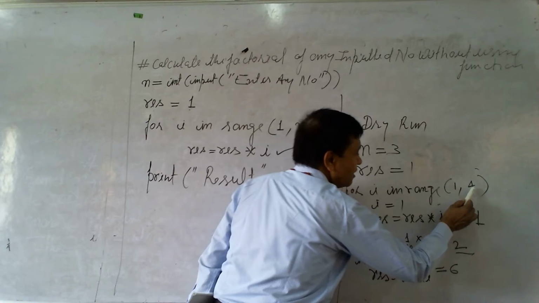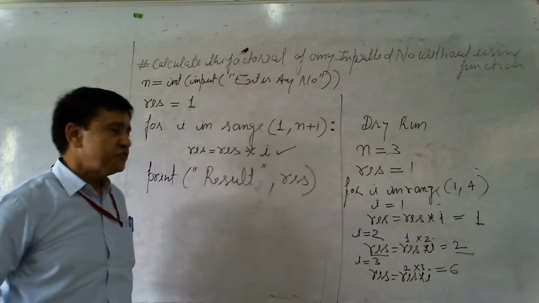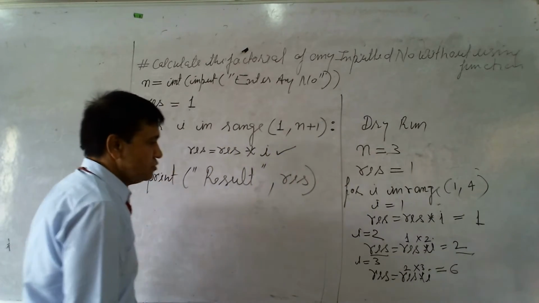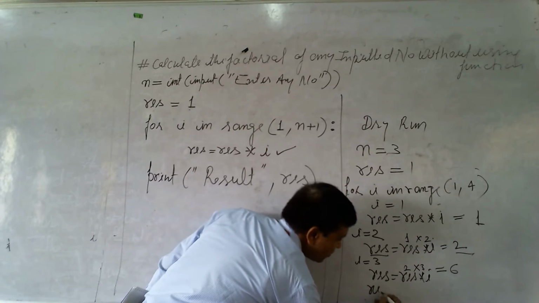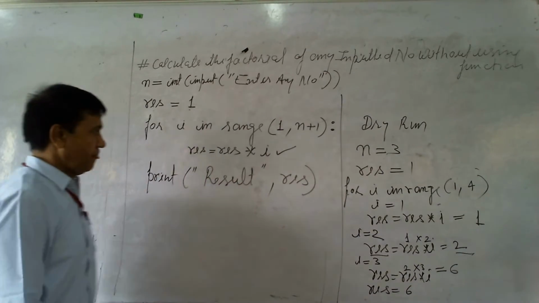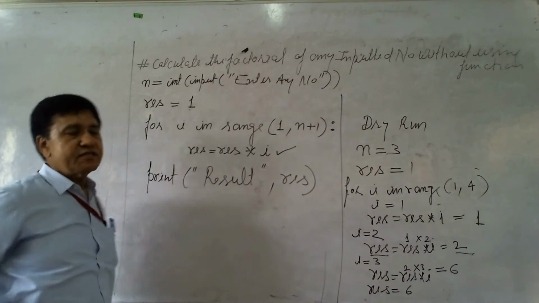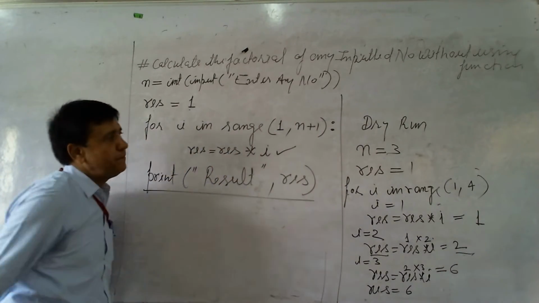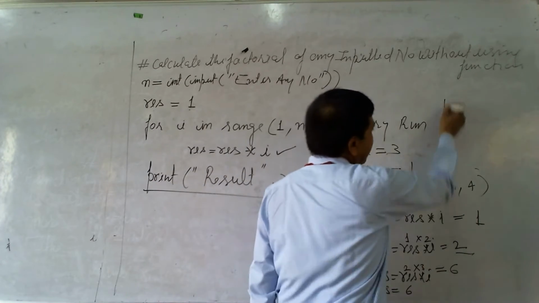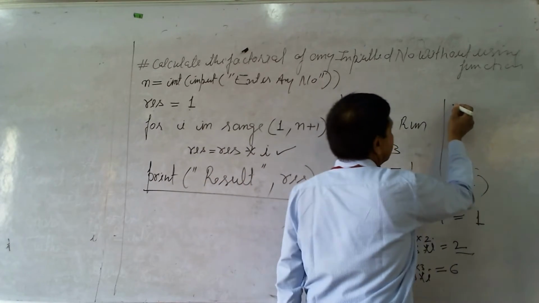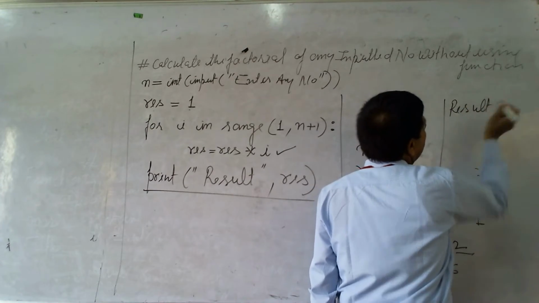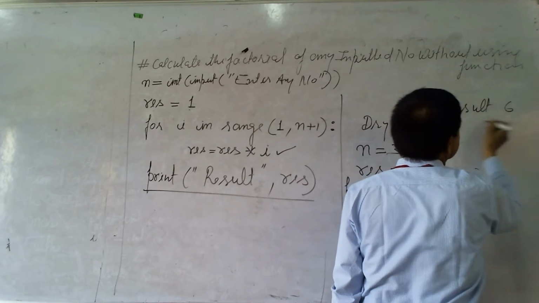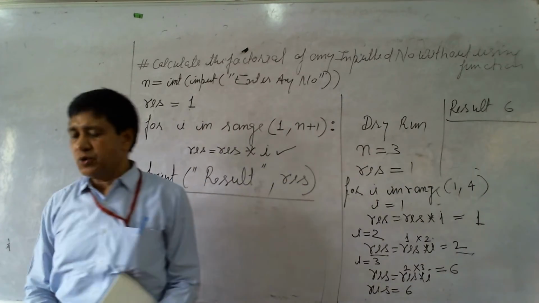Now see, this loop will execute 3 times, and when the value of i equals 4, it will exit from the loop. So we have got the value res equal to 6. After executing this loop 3 times, this will exit from the loop, and this statement will be executed, and the output will be displayed like result, and value of res, this is 6. This is the output of this program.